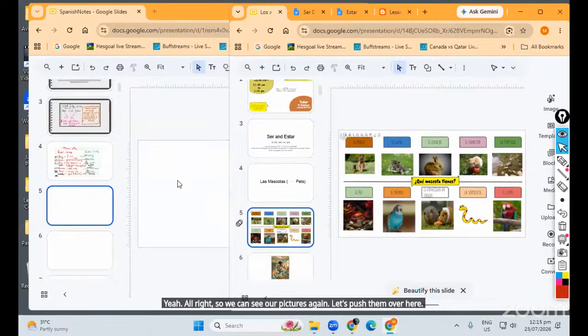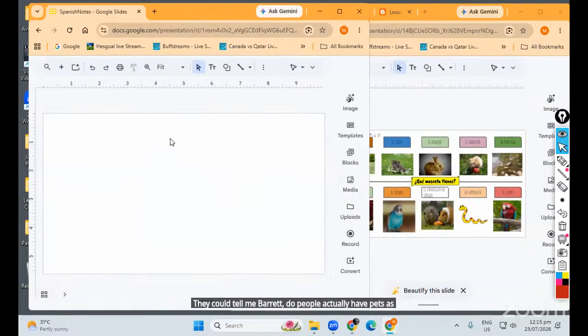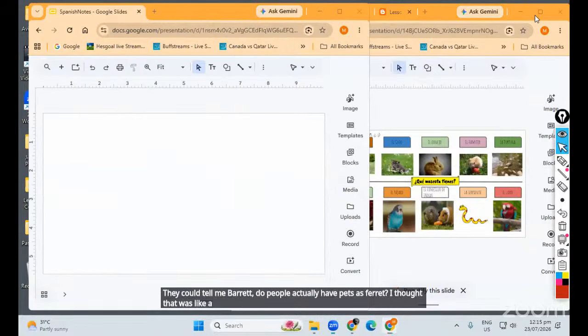And if I forgot any type of pet that anybody has, they could tell me. Ferret. Do people actually have ferrets as pets? I thought that was more like a foreign thing. Do we have those pets in the Caribbean?